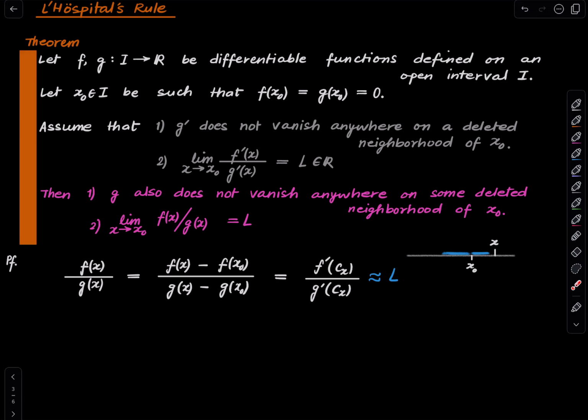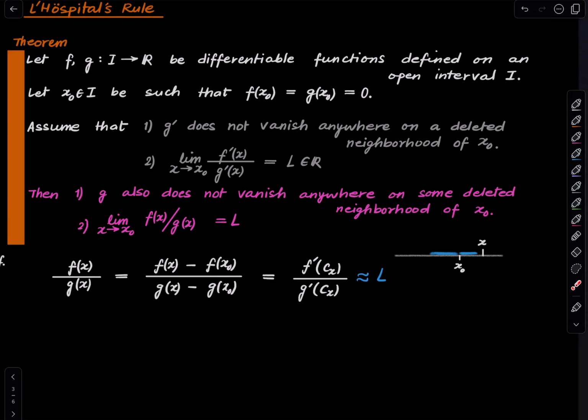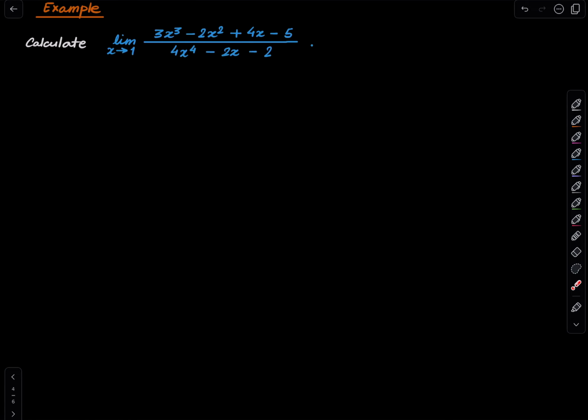All right, so let's see an application, a small example. Suppose we want to calculate this limit. The numerator, if you just substitute 1 in place of x, will vanish because you'll get 3 minus 2 plus 4 minus 5. So that is 0. And similarly, the denominator is also 0 at x equals 1. Further, in a neighborhood of 1, G prime does not vanish because what is G prime?